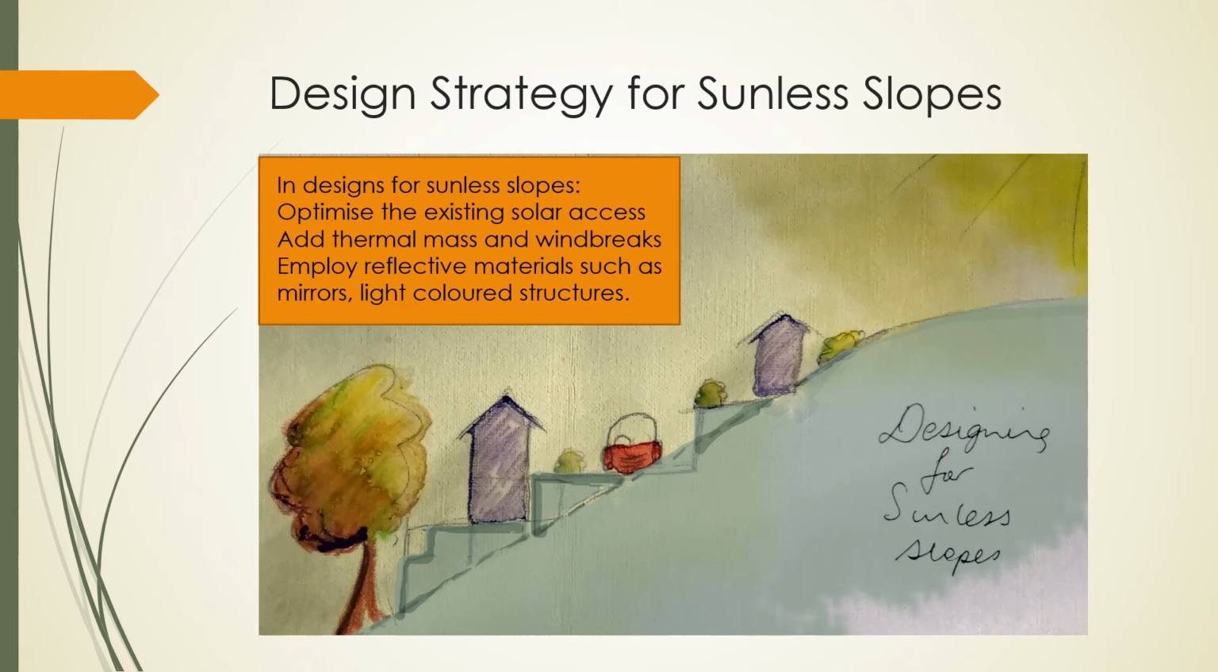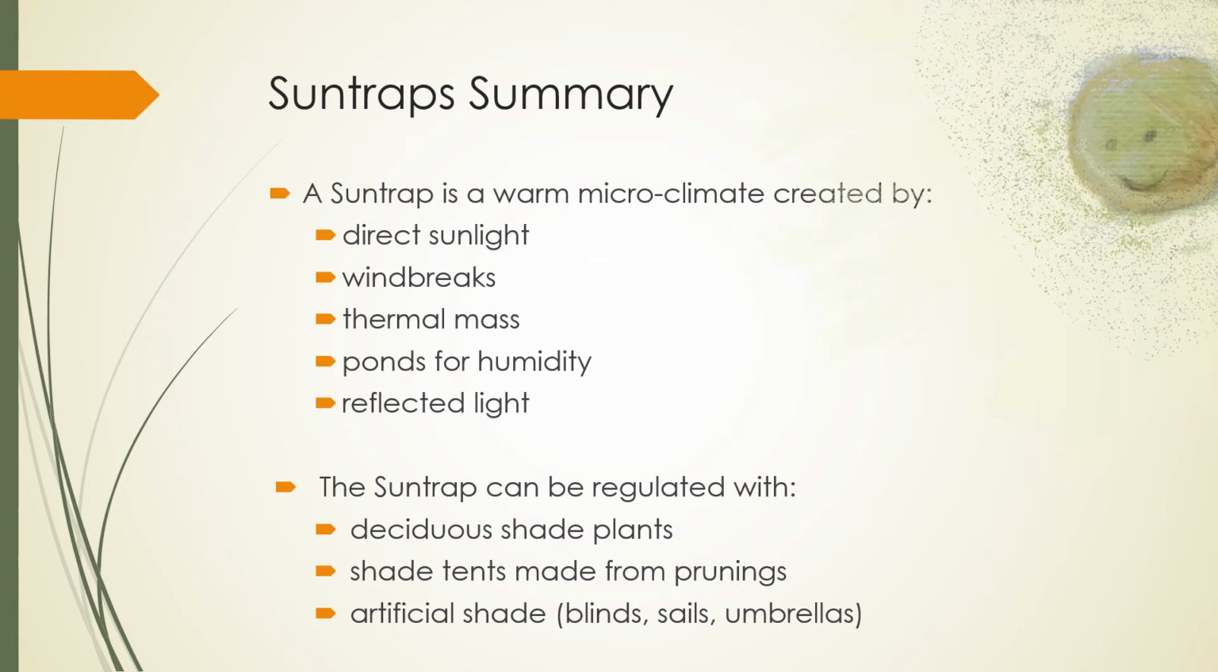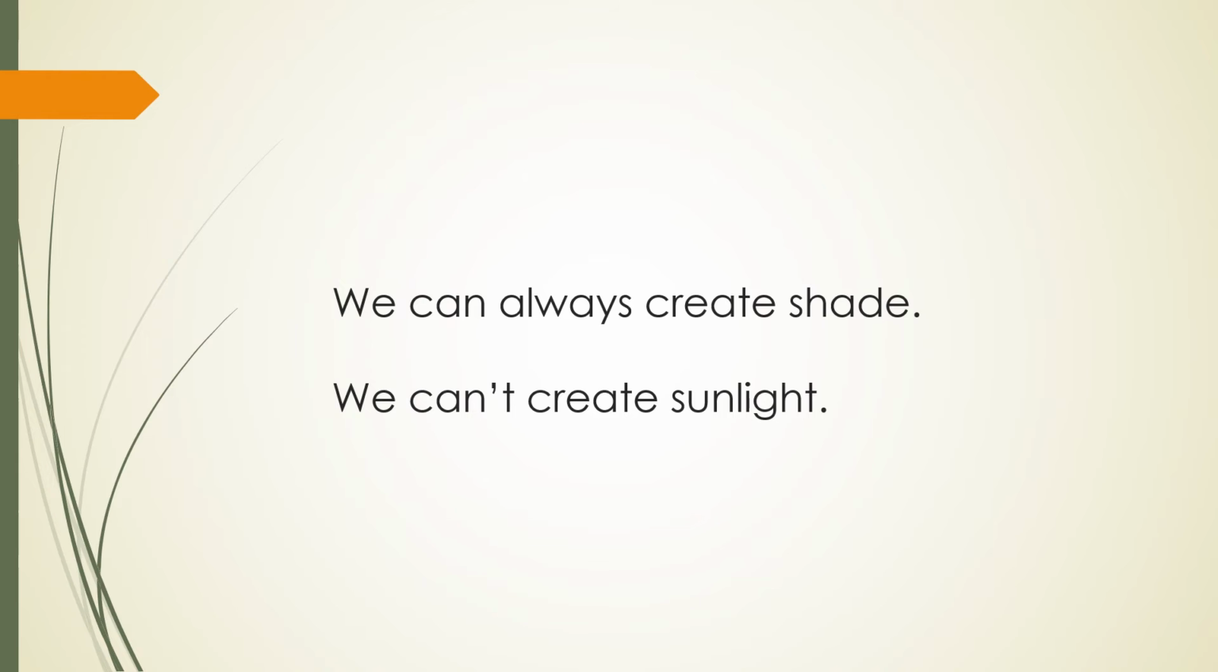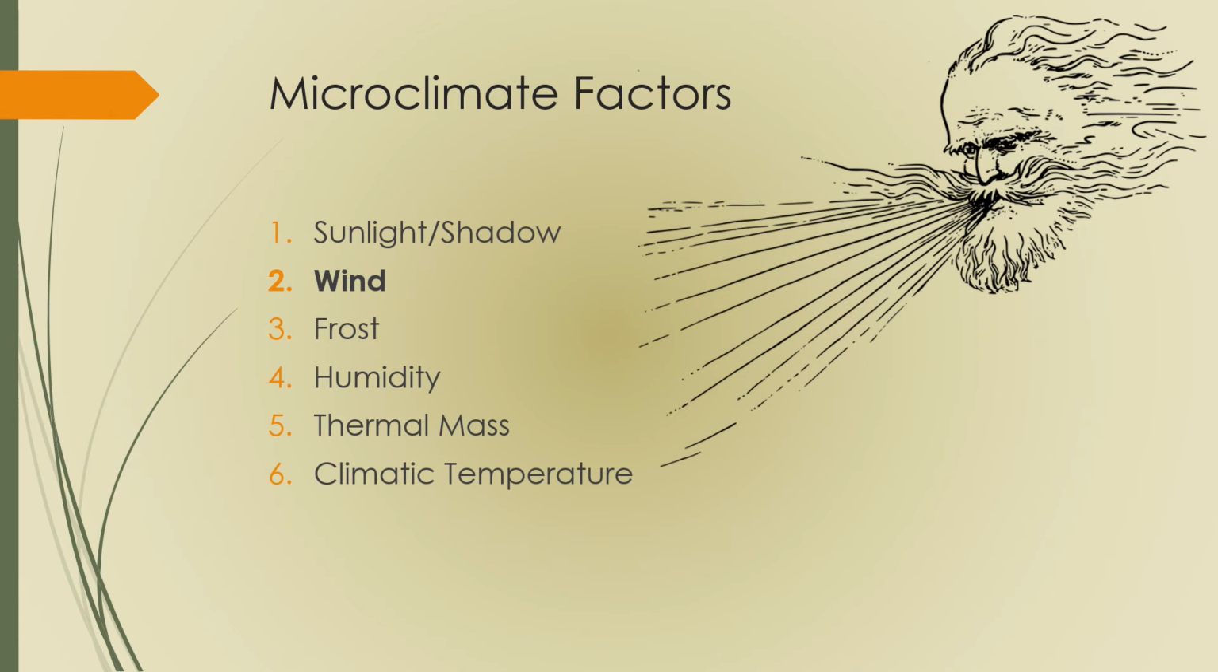If you've got a sunless slope, my mum has a sunless slope, then every stream of sunlight needs to be well managed. So in summary, you need to manage a sun trap, but it can be regulated naturally with deciduous plants. We can always create shade, but we can't create sunlight. So let's move on to wind.